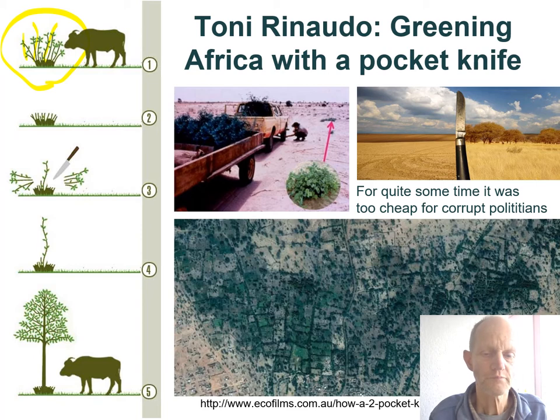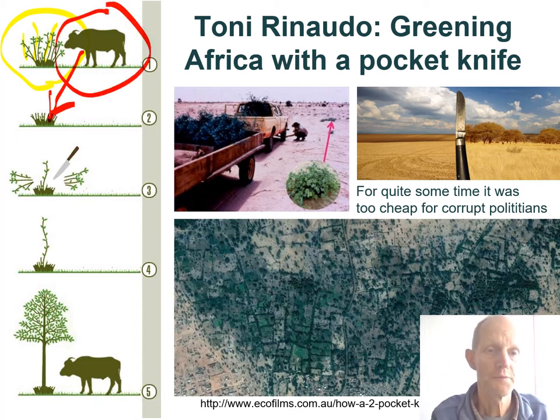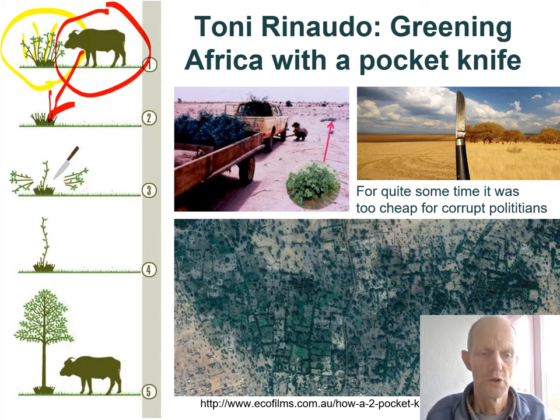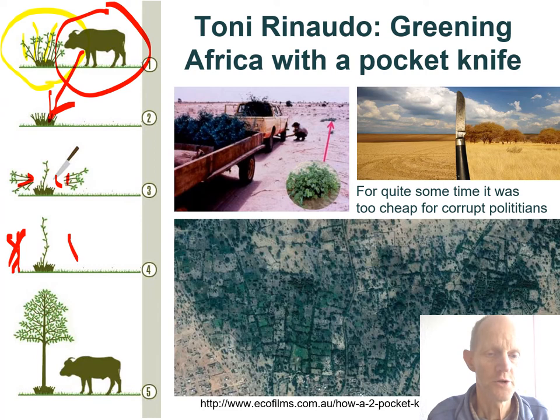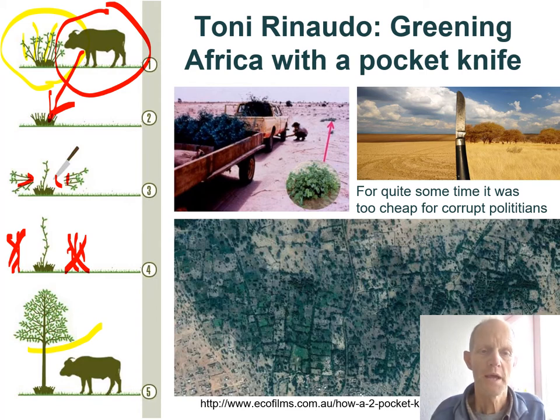But then there is the danger that grazing animals will eat this down continuously and nothing will develop. And Tony Rinaudo said, okay, you cut away all the branches except one or two, then you build protection around it with thorny bushes or some fencing, and only when this tree is out of reach for grazing animals, the battle is won. And with that, also large areas were changed.